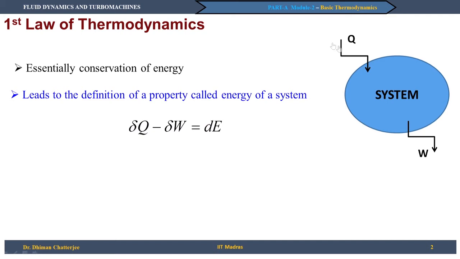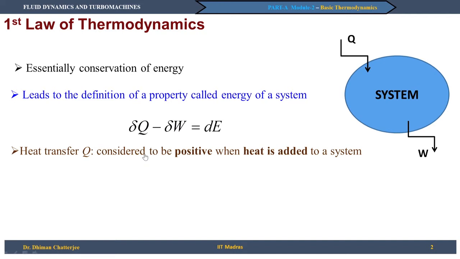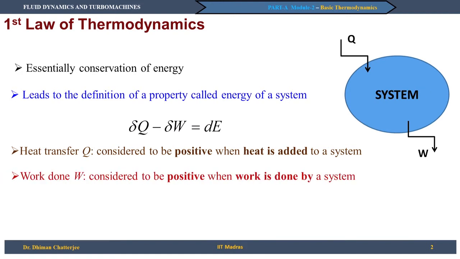Q, as you have understood, is the heat transfer and W is the work done. There is a sign convention. It is not necessary that you have to follow this sign convention, but this is mostly followed by all textbooks, and I will also follow it here: heat transfer is considered to be positive when heat is added to the system. Similarly, work done is considered to be positive when work is done by the system.